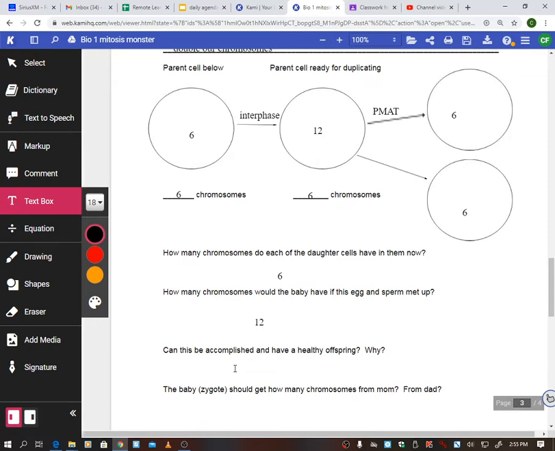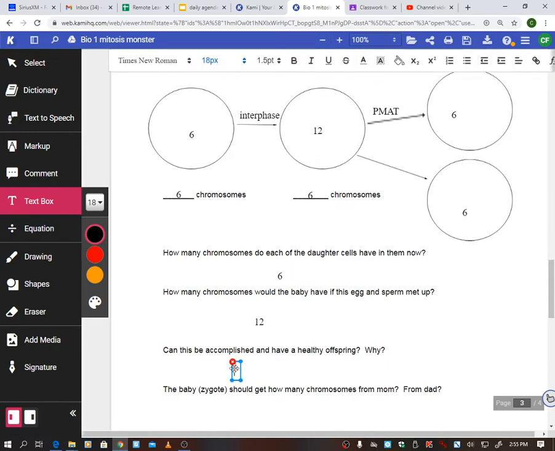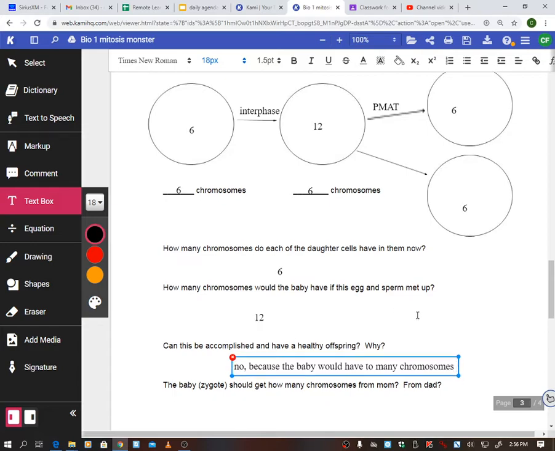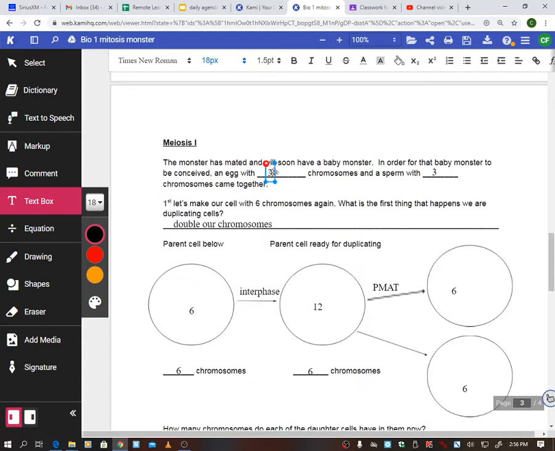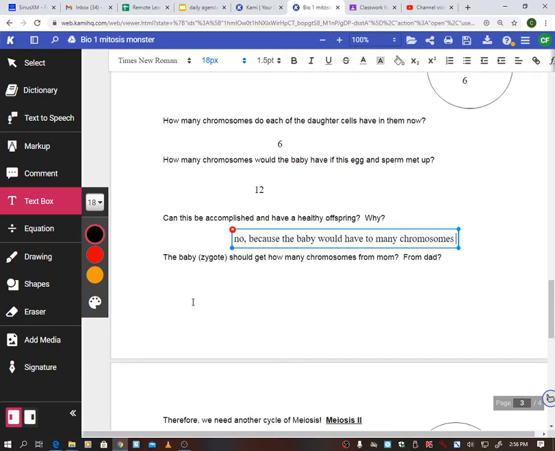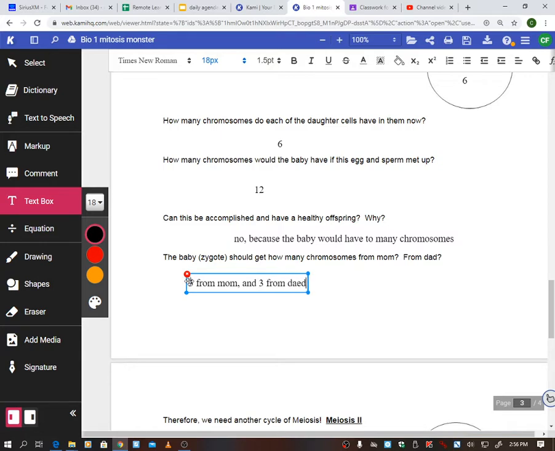Can this be accomplished and have a healthy offspring? Well, like I just said a second ago, no, because the baby would have too many chromosomes, right? It would have 12 instead of the 6 that we're supposed to have. So the baby should get how many from mom and how many from dad? Well, we put it up here. In this scenario, you need half from mom and half from dad. So half of 6 is 3. So I need 3 from mom and 3 from dad.